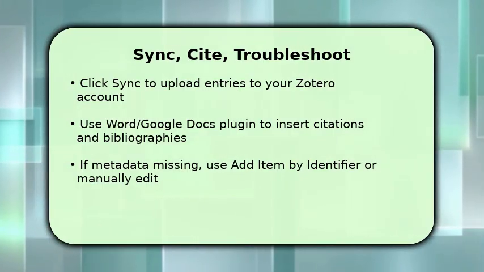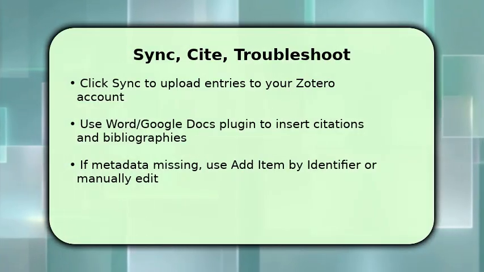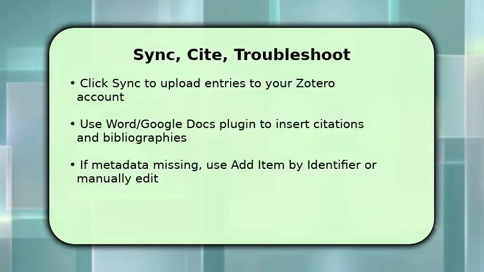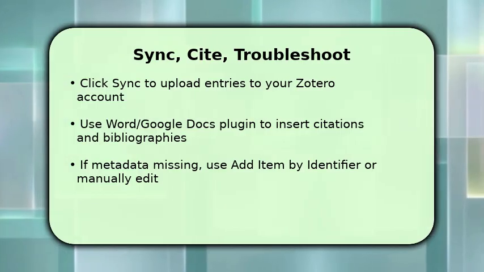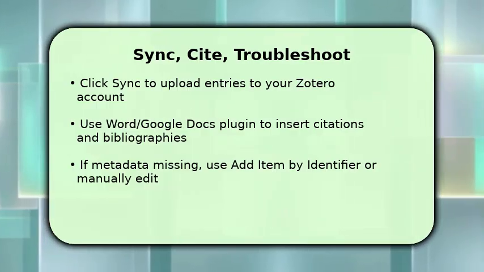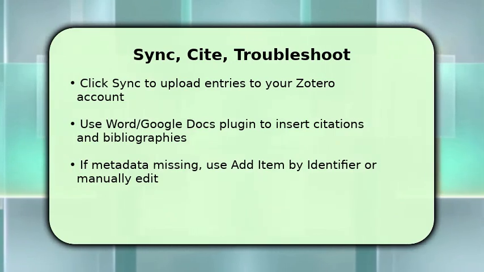If the connector saved incomplete metadata, use Add Item by Identifier with a DOI or ISBN to fetch correct fields, or manually edit the record for accuracy. If a PDF fails to attach, check file permissions and re-download. Make sure browser connector permissions are enabled and retry.